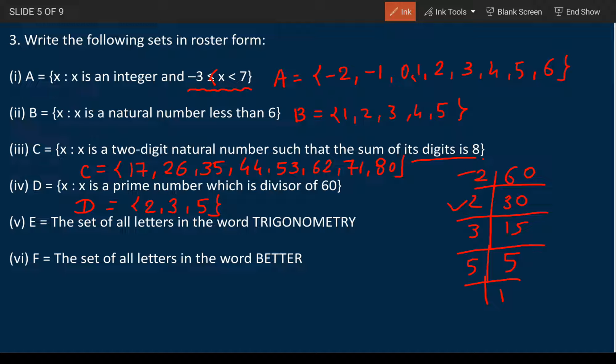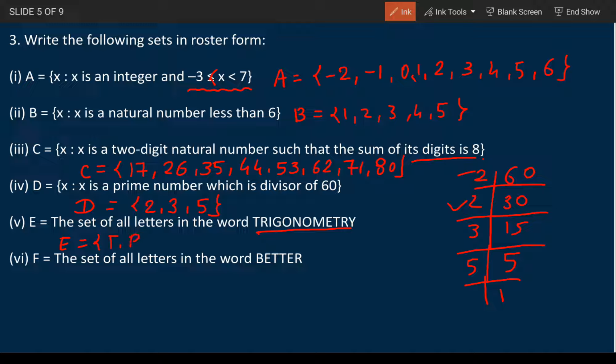The fifth one is the set of all the letters in the word trigonometry. So simply, in this word trigonometry we know this thing: if some letter is repeating, we only write it one time.